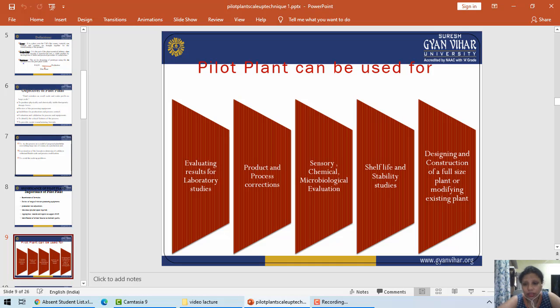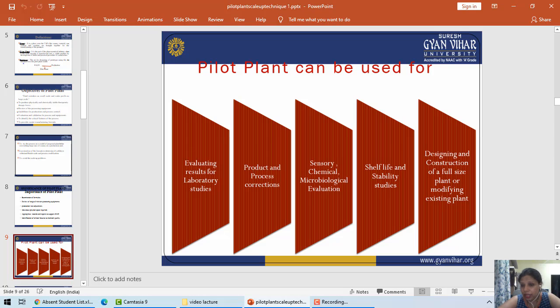Next is sensory, chemical and microbiological evaluation. You can do the microbiological evaluation, the chemical evaluation, and the sensory evaluation by using the pilot plant. Shelf life and stability studies you can also do. For any formulation, you can check its shelf life as well as its stability. If you want to check the stability, you can do the accelerated stability study and the long term stability studies during the pilot plant scale up.